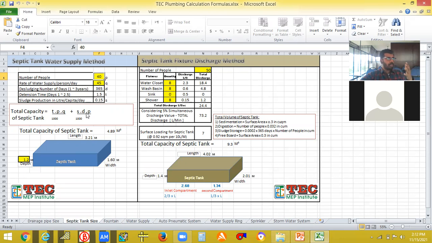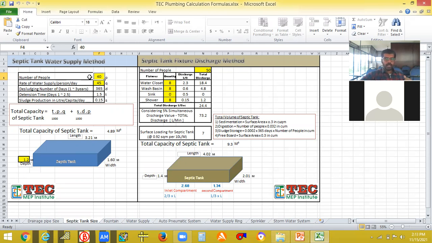If you get a project as an auditorium, you can know the number of people by counting the seats. How many seats are there? Depending upon that, you can give the number here. So this number will change according to the application, according to the project that you will receive.